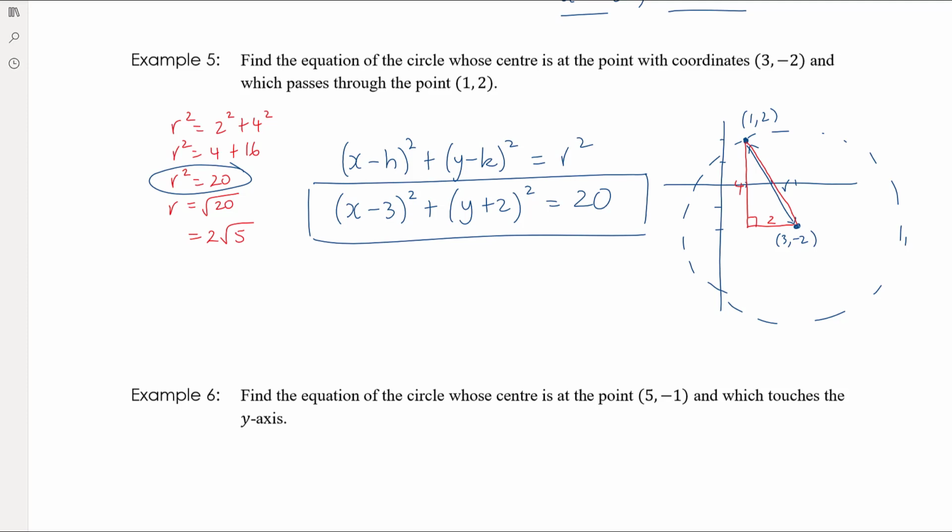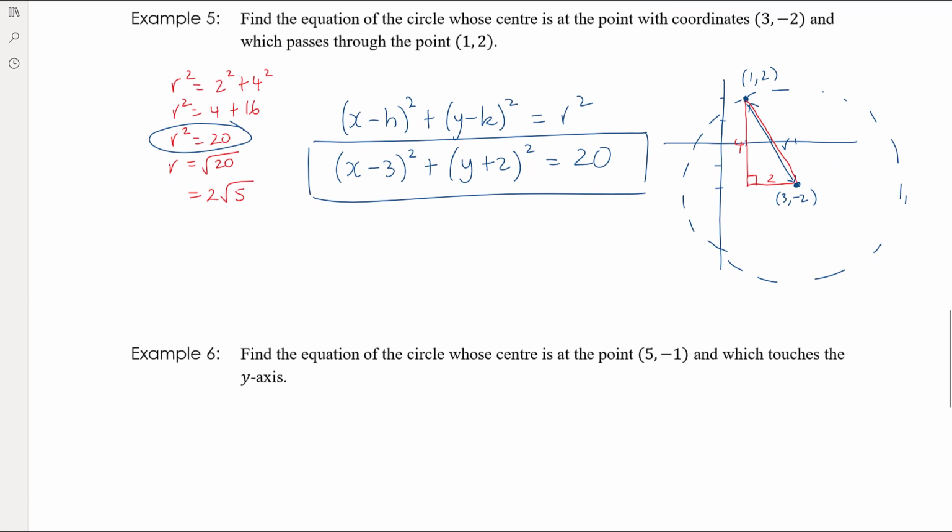The other way that you can do it, rather than using Pythagoras to find the radius, is you could simply start with the fact that your equation is x minus 3 all squared, y plus 2 all squared equals r squared, and then substitute in the point 1, 2. Okay, you could sub in the point 1, 2 and use that to find r.